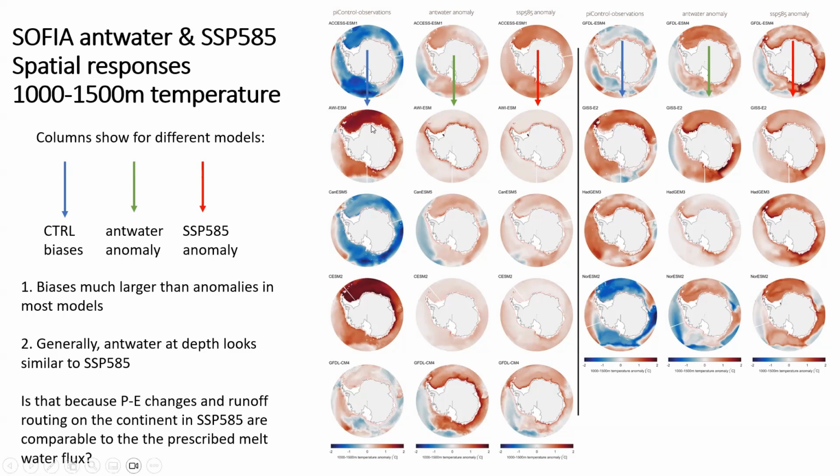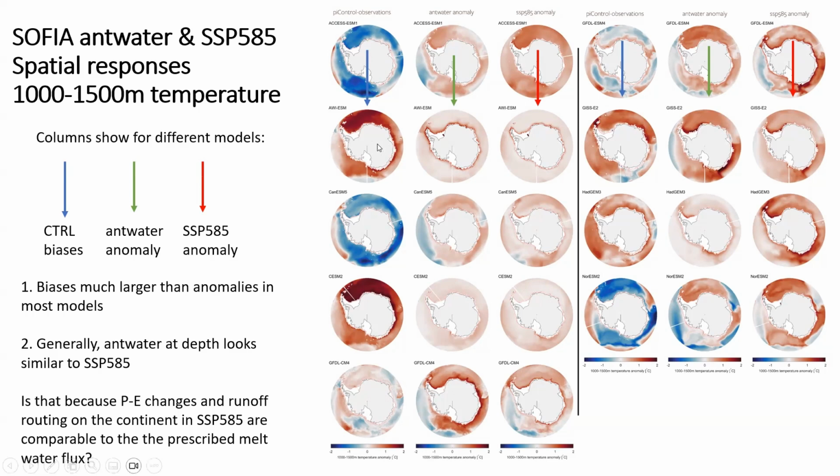The first thing to note is that the biases in the models are usually larger or as large as the anomalies that we're looking at. This is not too promising, but still anomalies are consistent in the model. And now the interesting part comes. This is the 1,000 to 1,500 meter subsurface temperature, and the response in the Antwater anomaly, which does nothing else than adding fresh water, looks pretty comparable in most of the models to what you get in the SSP 585 warming scenario, which does a lot more than just adding fresh water around the continent.